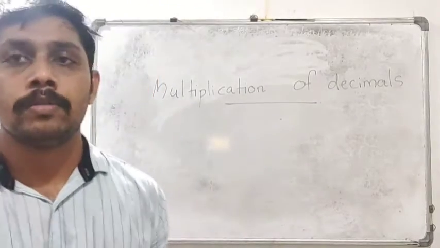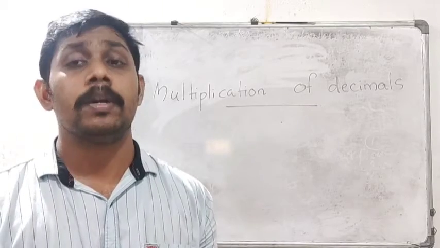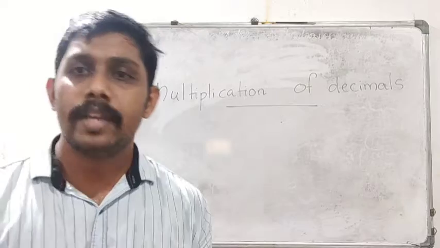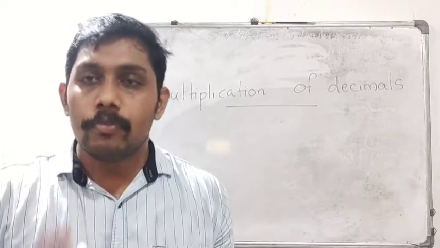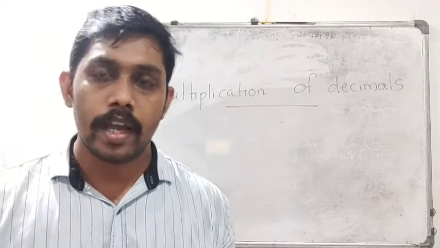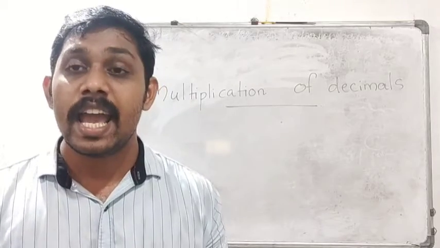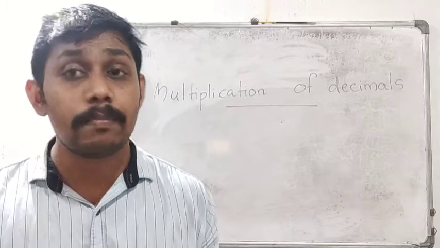Okay students, now the next topic is multiplication of decimals. So we know how to multiply the given numbers, isn't it? Multiplication of decimals is very simple, my dear students. First we need to multiply the given numbers. If it is a decimal, you just multiply the given numbers and then count the number of decimal places.